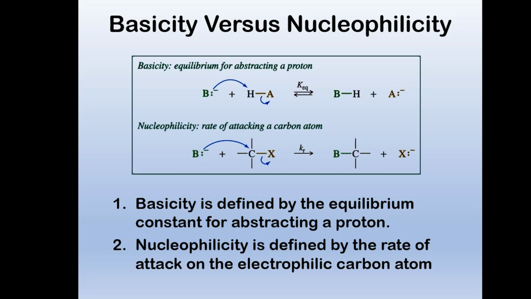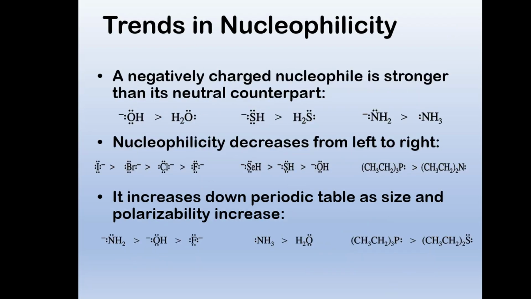So, basicity versus nucleophilicity. Basicity is defined by equilibrium and how badly it wants to abstract a proton. The larger the Ka equilibrium constant, the stronger the base. Nucleophilicity is how fast this reaction can occur. Here are some guidelines we can commit to memory, and they'll help us not have to memorize all the nucleophiles and everything there is to know about them.